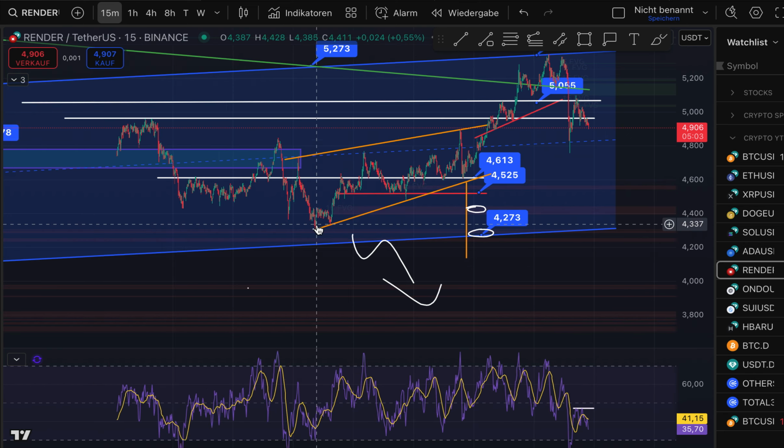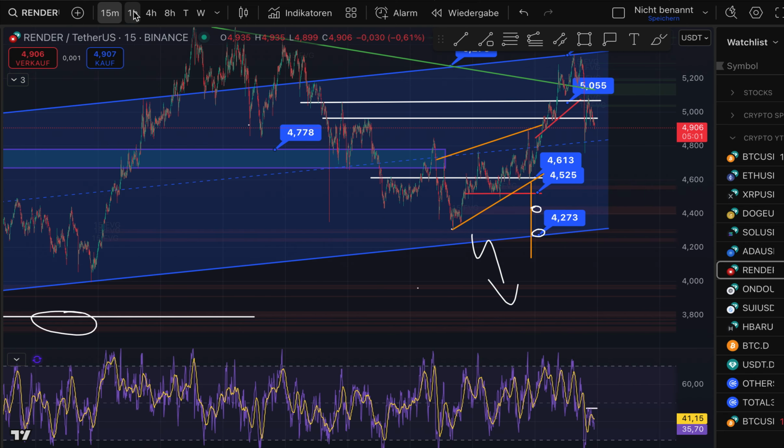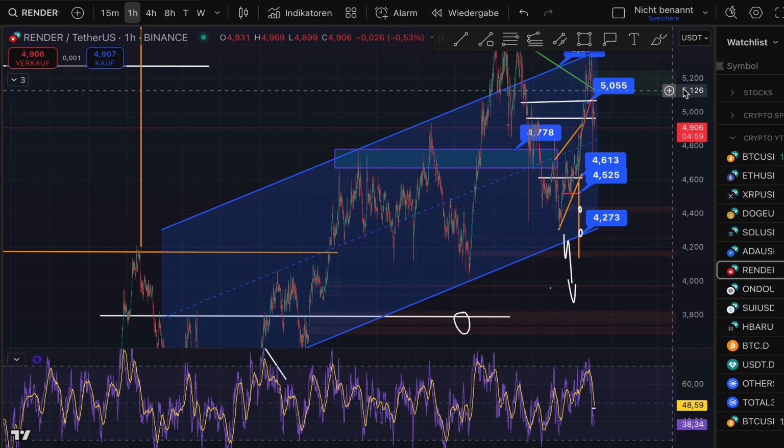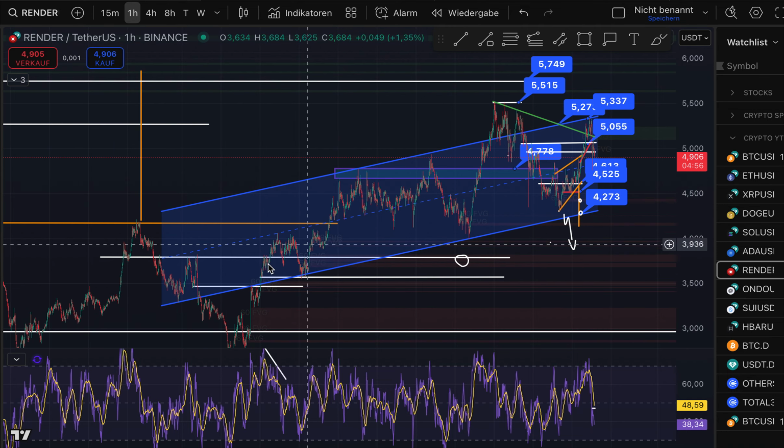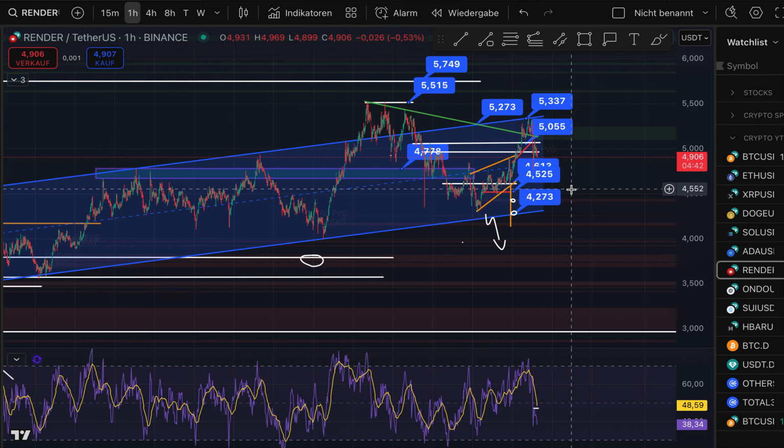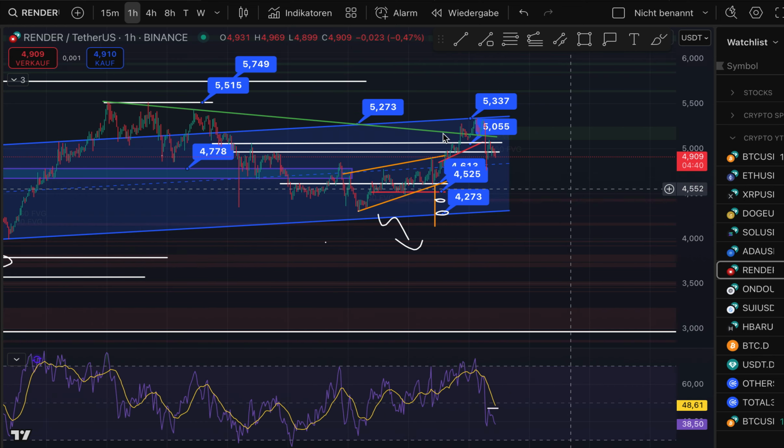As long as we hold the panel, and I will show you the panel on the 1 hour chart, then you can see which tops and lows I connected with each other. So remember that panel. If that breaks to the downside, then we would be bearish even on the mid-term. But for now, on the short term, we are bearish. On the long term, we are bullish.